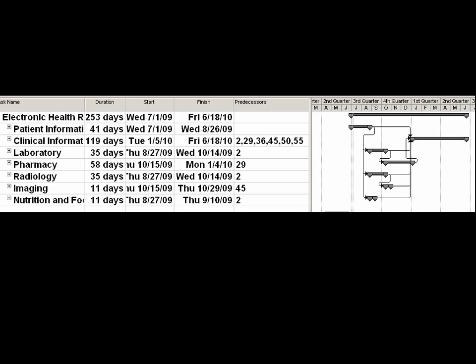For example, we can see that patient information management must be completed first because it has no predecessors. Even the activities that do not explicitly list this as a predecessor are dependent upon it because they have predecessors that rely on it. For example, imaging has radiology as a predecessor, and radiology depends on patient information management. We will now look at the subtasks under these major task groups in greater detail.